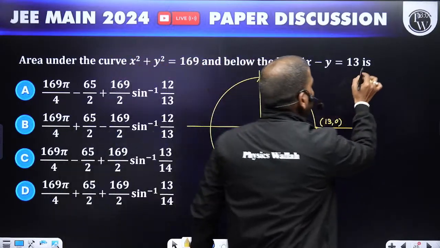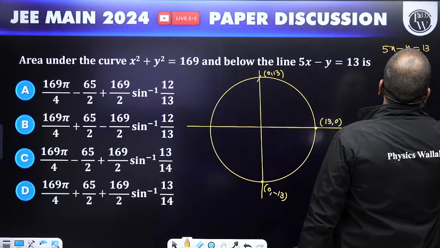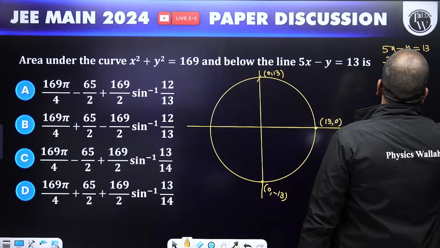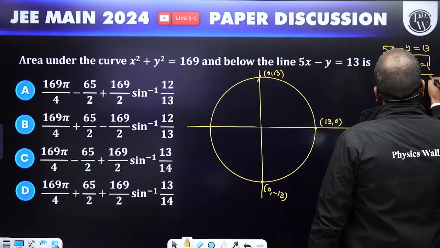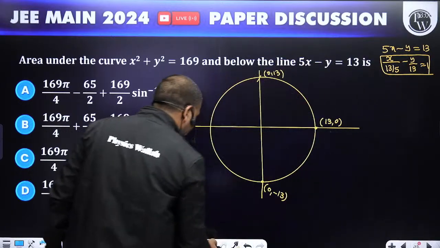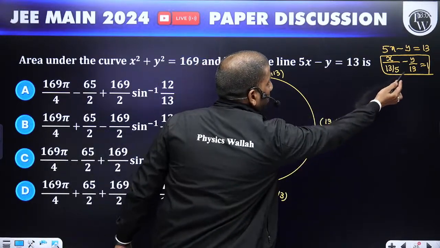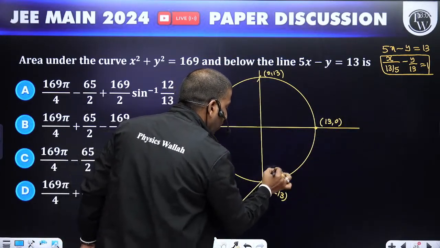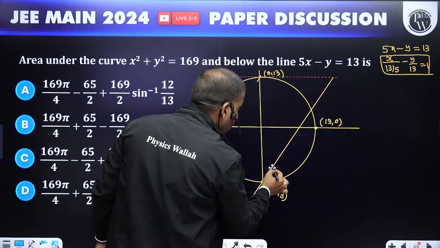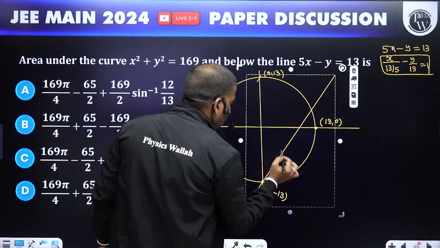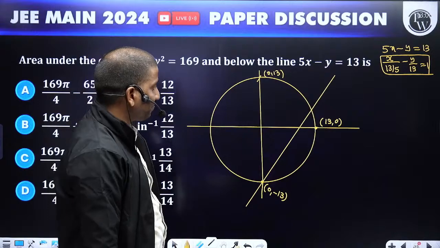Next, what about this line? 5x minus y is equal to 13. I can write x by 13 by 5 minus y by 13 is equal to 1. Have you noticed here? This line will intersect the y-axis at 0 comma minus 13. So that means the line will be like this. Right? So this is the line.